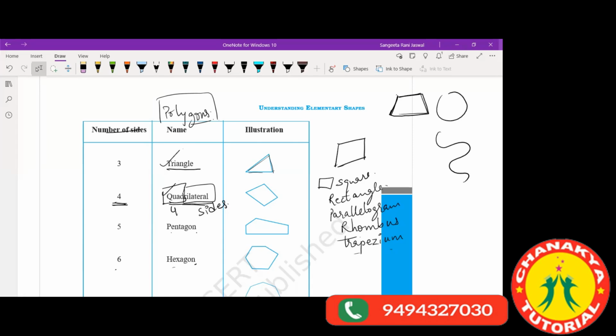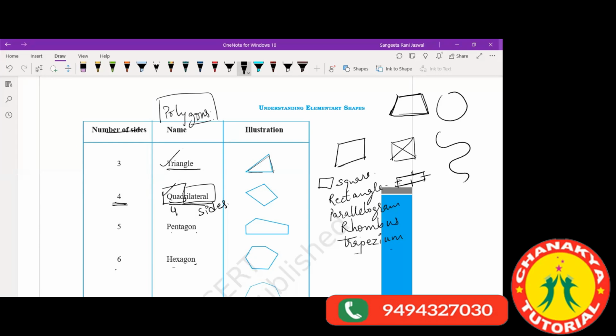In a square, all sides are equal and the diagonals are also equal. You understand, no? What are diagonals? One diagonal and two diagonals. And the diagonals are also equal. In a rectangle, the opposite sides are equal. This side is equal to this side, and this side is equal to this side. Sides are equal, diagonals are equal.